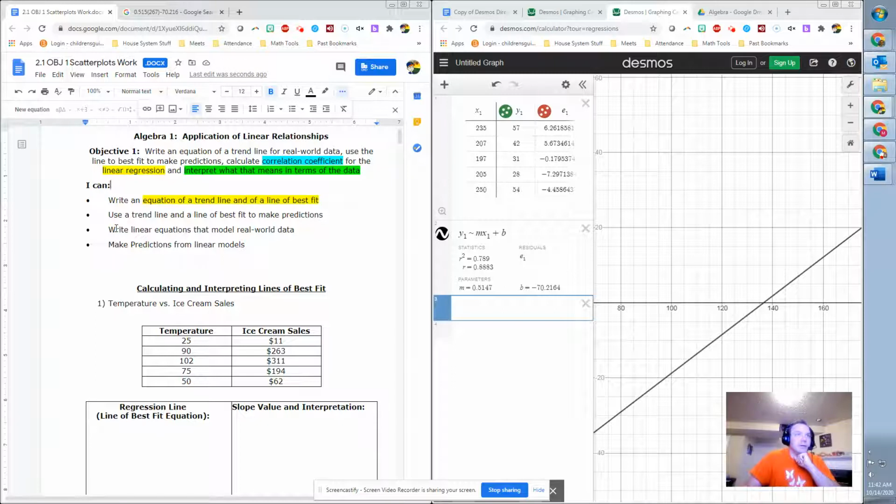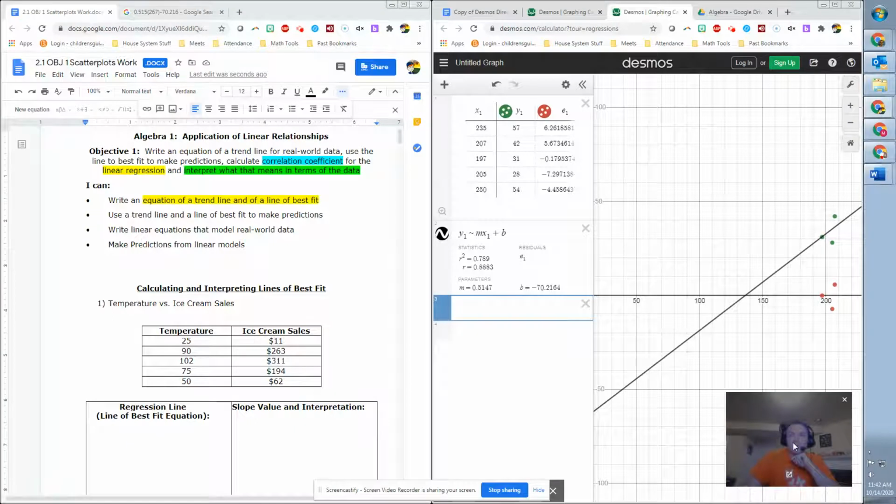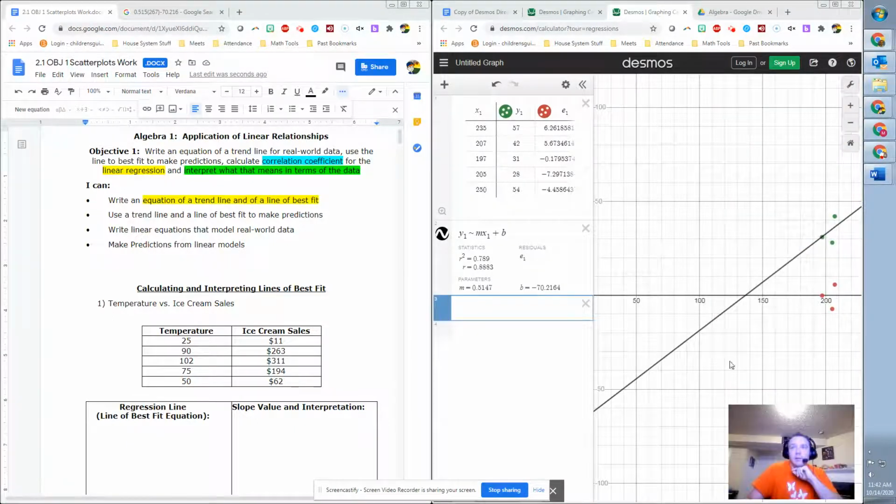So we talked about that. Write linear equations that model real world data. That's the only thing we're going to be doing in this video. And then make predictions. We'll talk about correlation coefficient here in a little bit. But in here, you can see I have a graph in Desmos right above the picture of me. I think I can move that around, but I don't need to. I can leave the picture of me there.